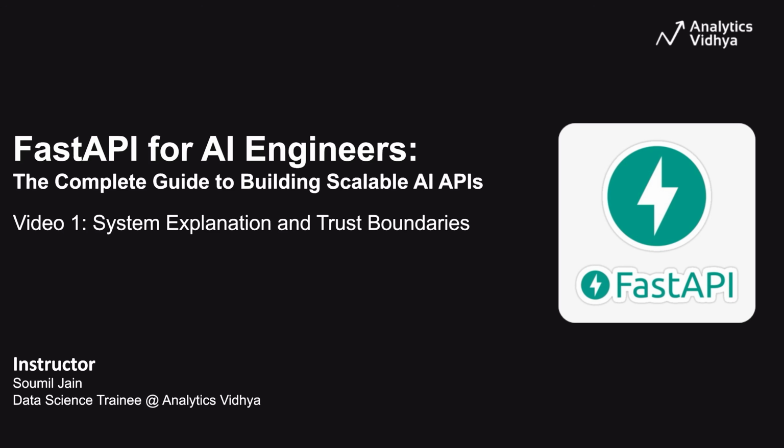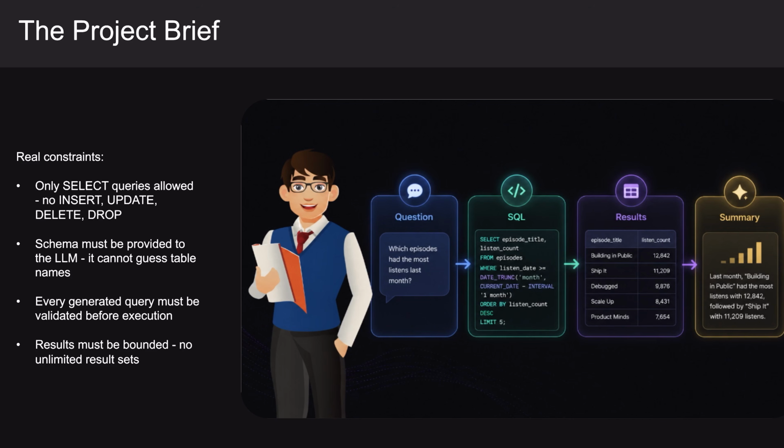Before we build anything, we need to understand exactly what the system can do, what it can't do, and where trust boundaries must be enforced. Let's walk through it. Here's the project. A user types a question in plain English. The system uses an LLM to generate a SQL query that answers it. That query is validated for safety, executed against a real database, and the results are returned. Optionally, the LLM summarizes the results back into natural language so the user doesn't have to read raw table data.